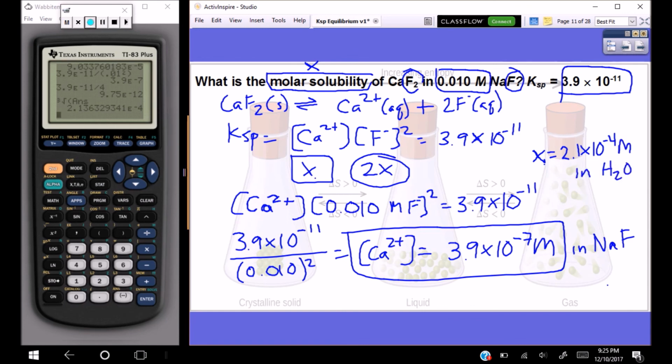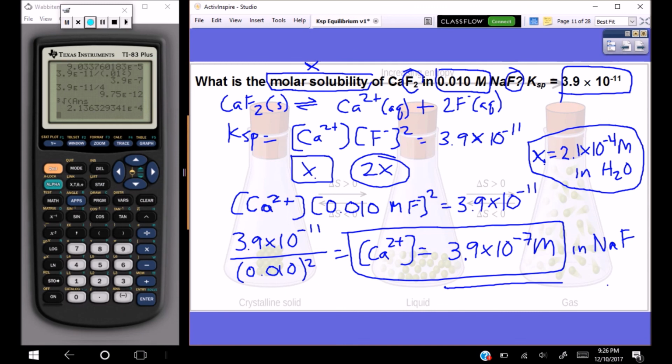Okay, so I just solved it like normal, like the previous examples. But the key here is that we want to look at these two numbers. Which one's larger? Well, water's larger, which means we can dissolve more stuff in water. If we have common ions already in our solution, we can't dissolve as much. And it shows here. We can only dissolve a small amount of the calcium fluoride.